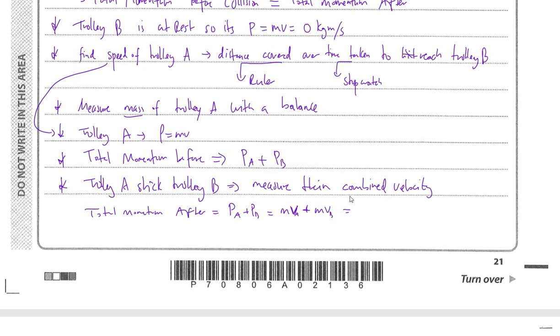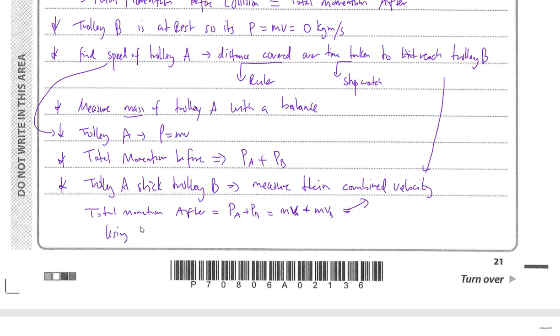How can we determine this one? It is using the same method. They stick together and move together, so we see how far they moved with the ruler and how long it took them to move that distance, and then we get the speed of the combined trolleys. Then we need to put the numbers into the equation.